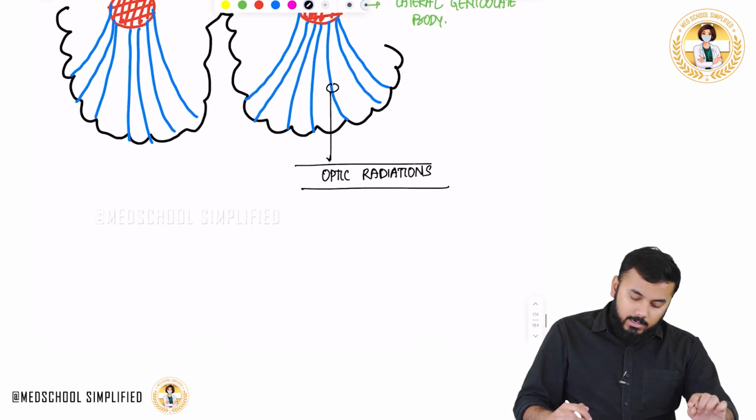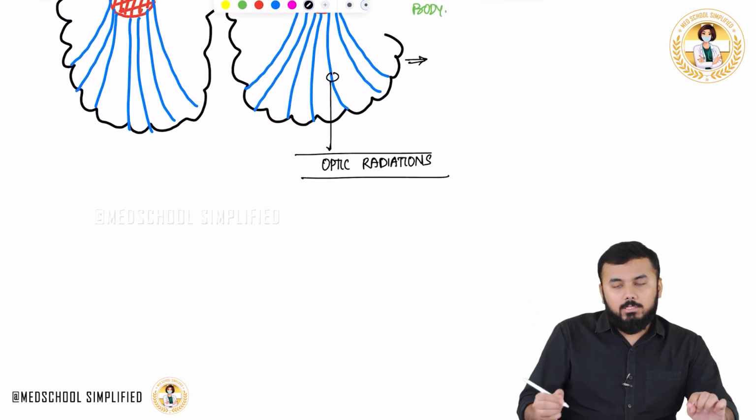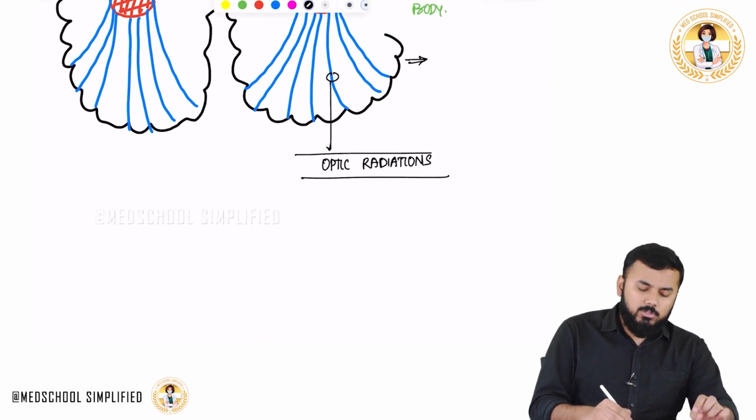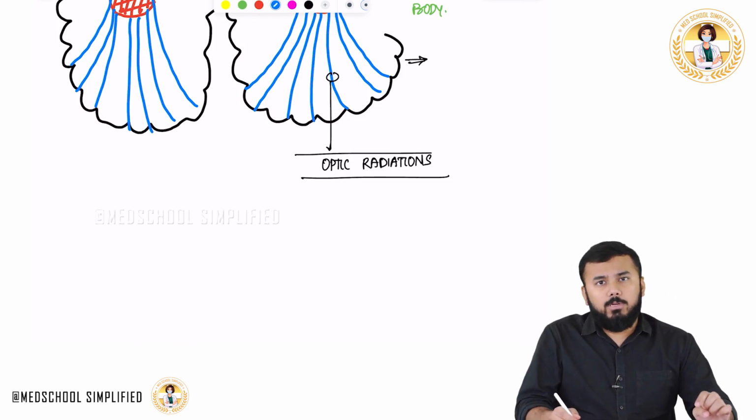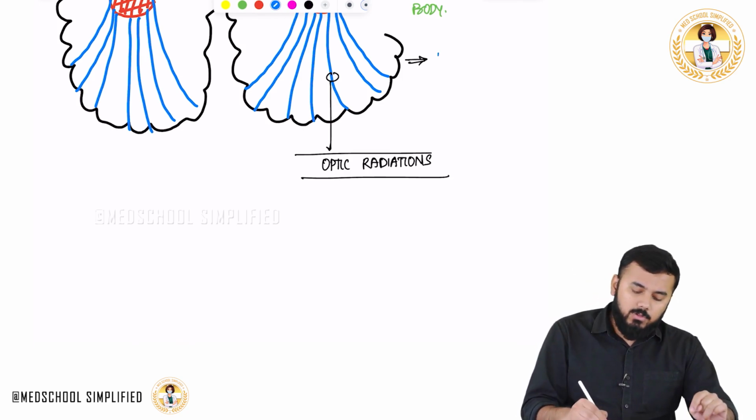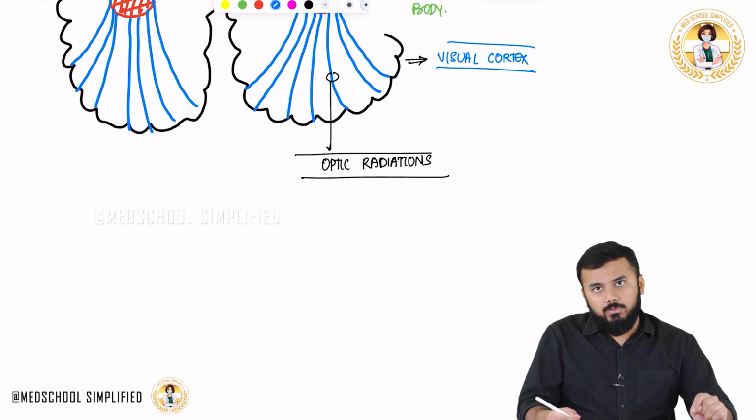Now, what is this part here called? This is your occipital lobe. What is your occipital lobe responsible for? Your occipital lobe is responsible for vision. That is why you also call this the visual cortex.